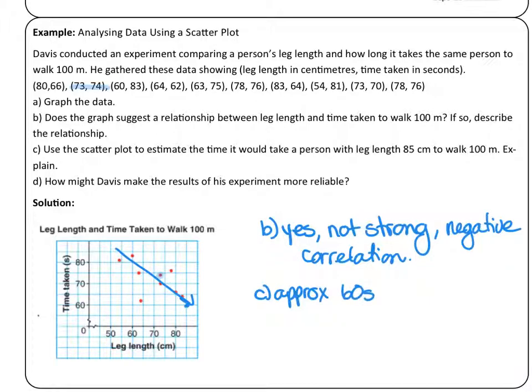How might Davis make the results of his experiment more reliable? Now, this is a case where, generally speaking, when we're doing statistics or any sort of data stuff, the more reliable data has more points. So if I was Davis, I might repeat the experiment with more people.